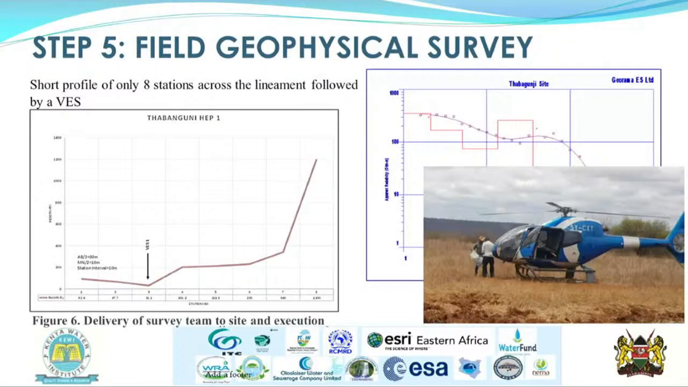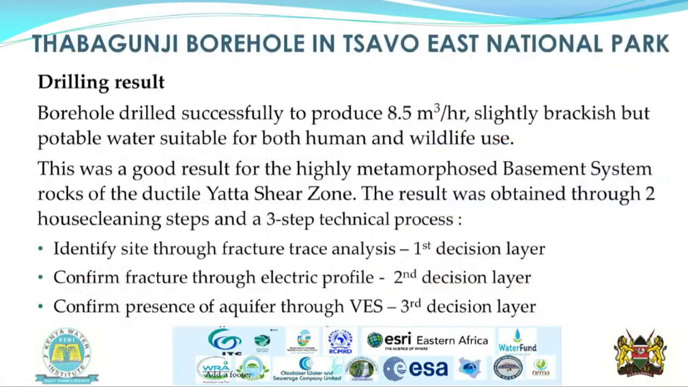So what you see on the left, like a graph, is what we call a horizontal electric profile for hydrogeologists. Basically, you're trying to identify a fracture on the ground, okay? You've already identified it in the office. You noted its location, come on the ground, and now identify it physically on the ground. As you can see, it was a very short one, only 8 stations, and we identified our fracture. So from that, do your survey, and voila, you have your site.